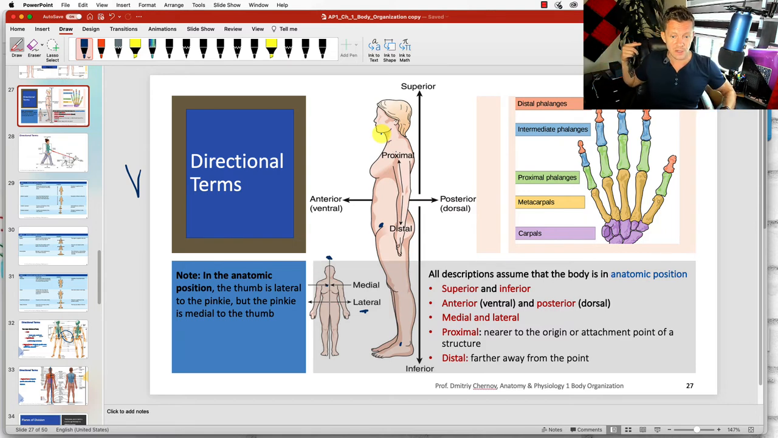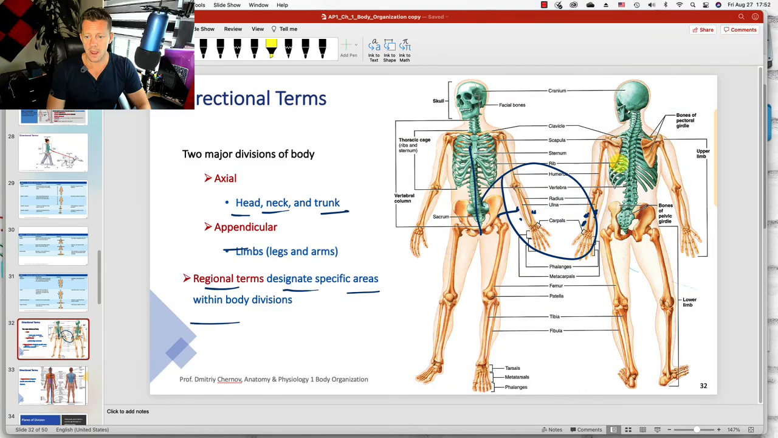or dorsal, like a door, a door in the back. So the posterior and dorsal, it is the back. Anterior and ventral, it is the front. So this is a dorsal or posterior view, and this is a ventral or anterior view.